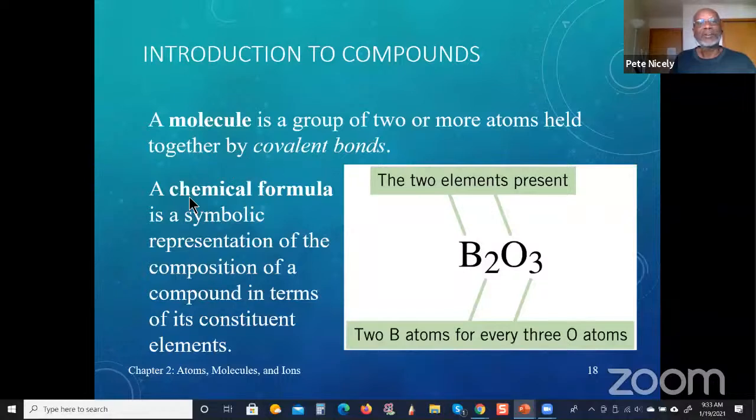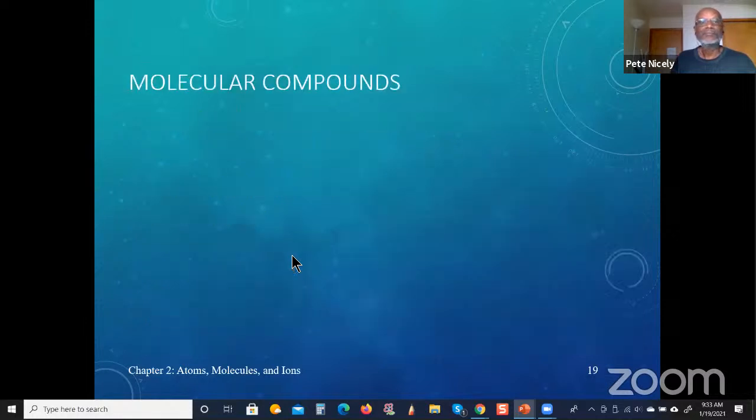So let's talk about the chemical formula, which of course is a symbolic representation which indicates the composition of a particular compound. So here's an example, B2O3, right? That's an example of a chemical formula. It tells you what elements are present, in this case, boron and oxygen, and it tells you the number of atoms of each element present per unit. So you have 2 boron atoms for every 3 oxygen atoms, all right?